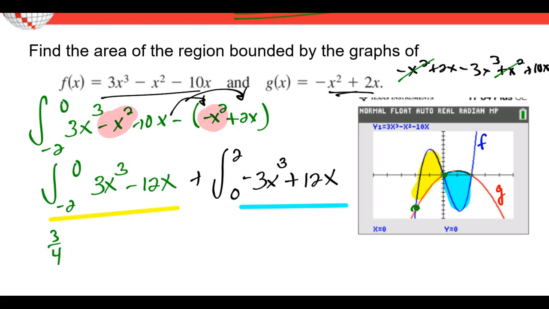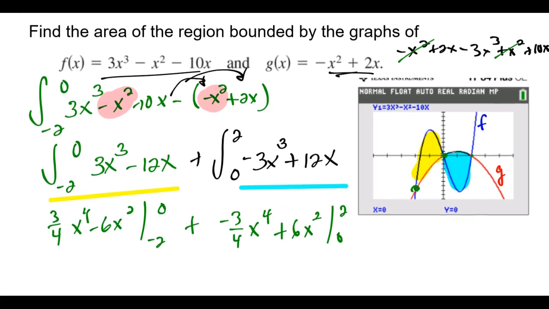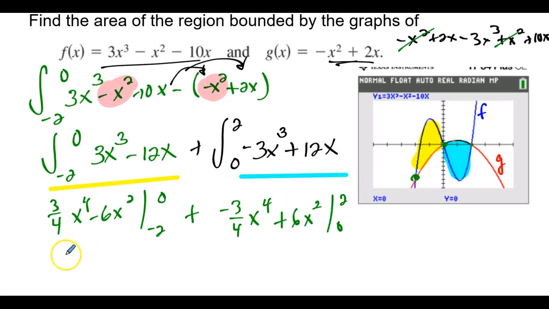So 3/4 x to the 4th minus 6x squared, evaluated between those two, plus -3/4 x to the 4th plus 6x squared from 0 to 2. I'll apply the fundamental theorem of calculus. Well, that's easy. There's my 0 minus 0. There's the f of 0 minus f of -2 is what I'm going to do next.